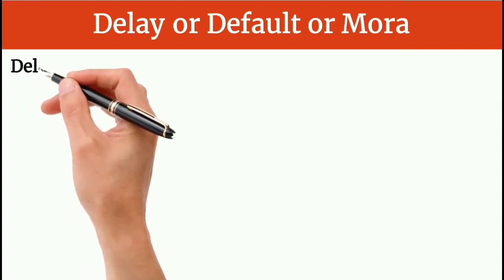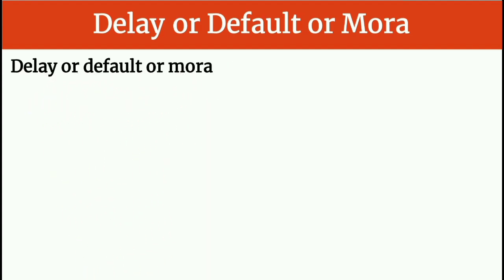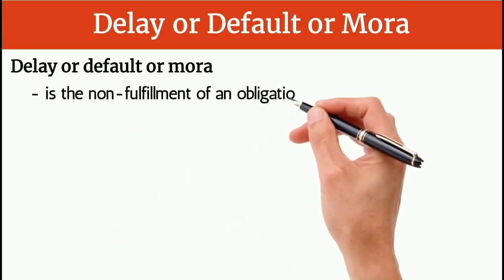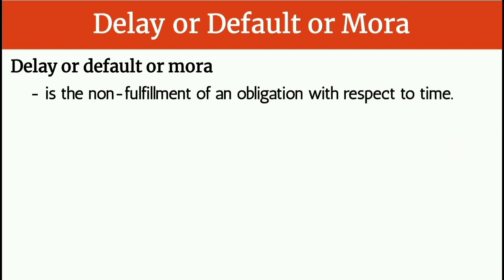What is the meaning of delay or default or mora? Delay or default or mora is the non-fulfillment of an obligation with respect to time. In other words, delay or default or mora is the failure to perform the obligation in due time. Ang tanong, kapag hindi ba na-perform ni debtor ang kanyang obligation in due time, delay na ba si debtor or hindi pa siya delay? That question will be answered later.